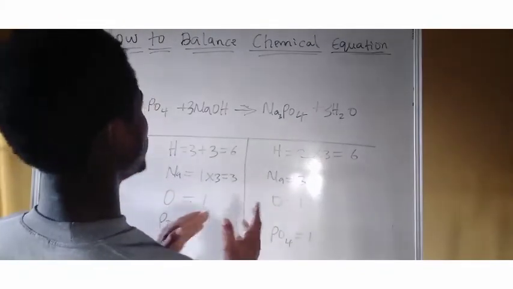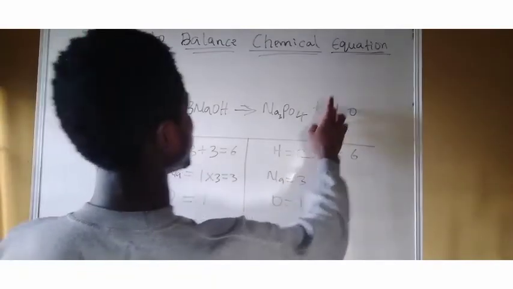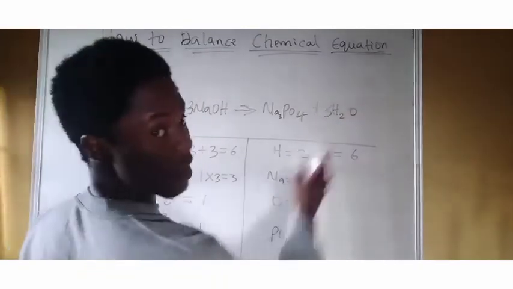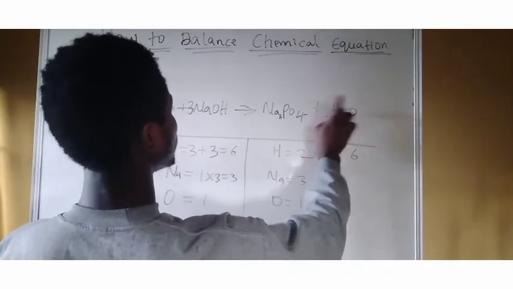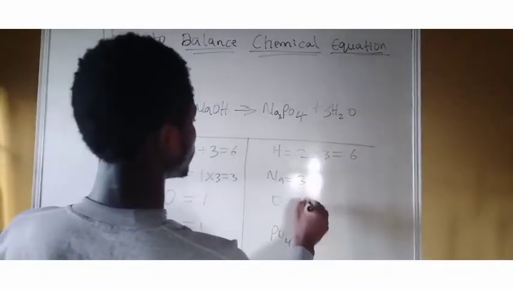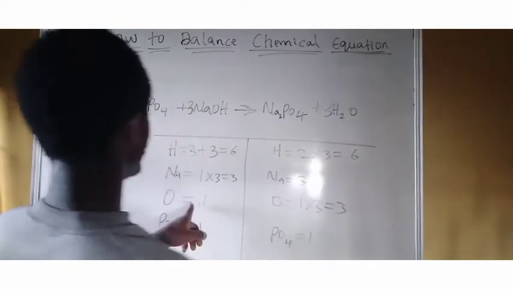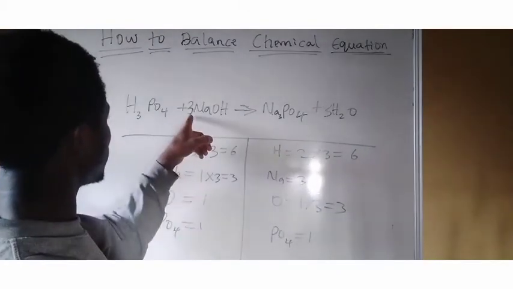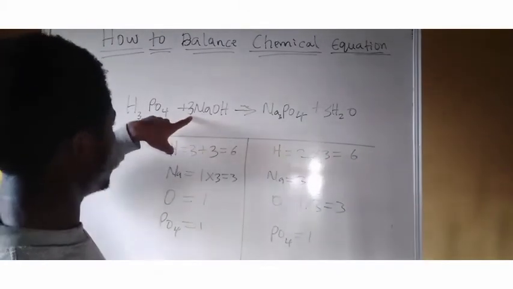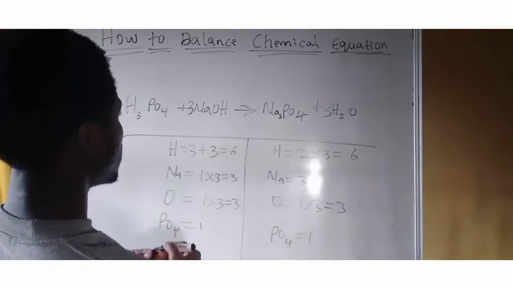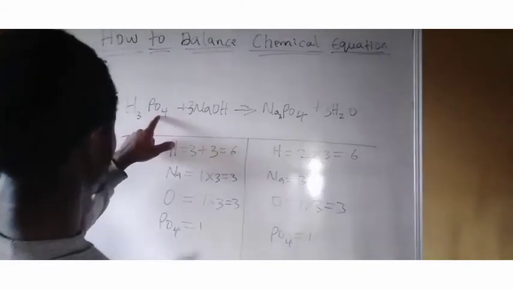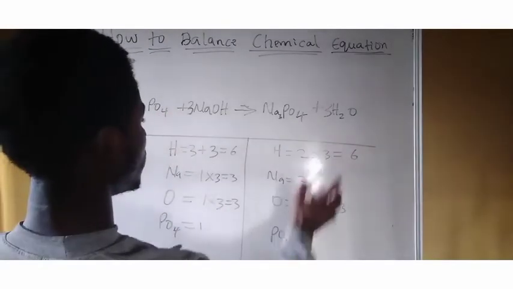Now our oxygen is off because this 3 multiplies everything. So now oxygen multiplied by 3: 1 atom of oxygen multiplied by 3 gives us a total of 3. Then on this side of the equation we just have 1. So this 3 here also, 3 multiplying 1, gives us 3. Then our PO4 on both sides of the equation is 1. This one on this other side is 1.